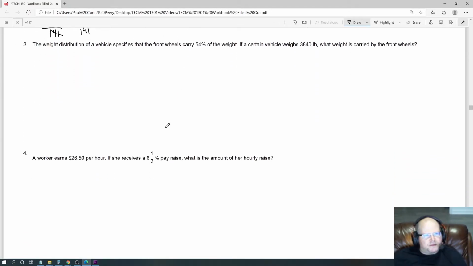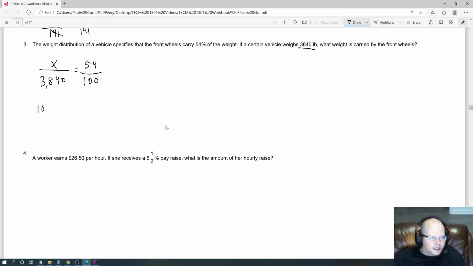The weight distribution of a vehicle specifies that the front wheels carry 54% of the weight. If a certain vehicle weighs 3,840 pounds, what weight is carried by the front wheels? Okay, so again, part over a whole. The whole of the vehicle weighs this, so I'm going to put that at the bottom. That's the total weight of the vehicle, the whole or the total. We have 100 over here. The percent, in this case, we actually know, which is 54. What we don't know is the part right there.